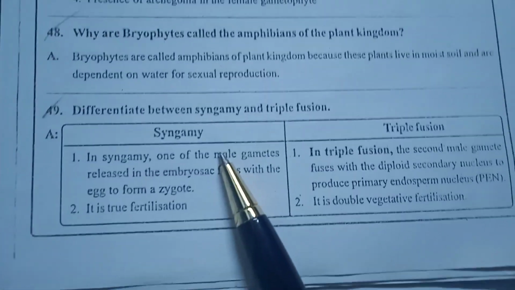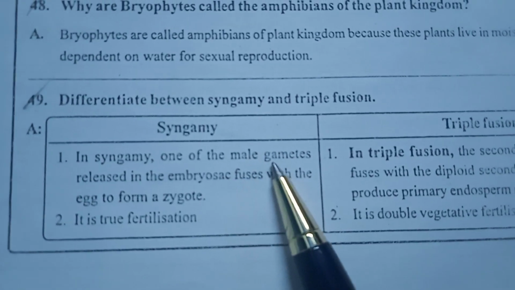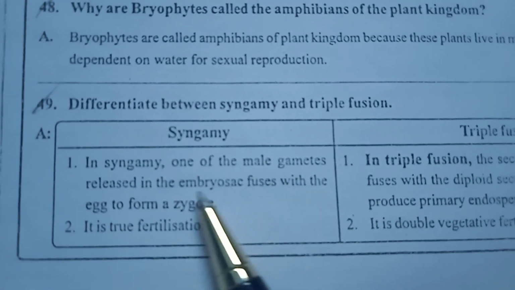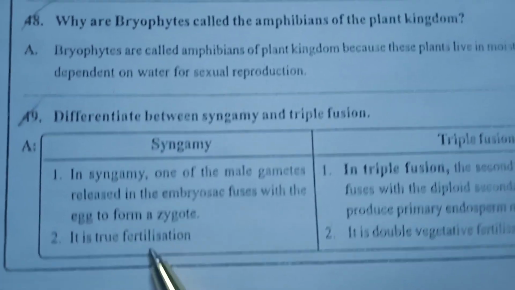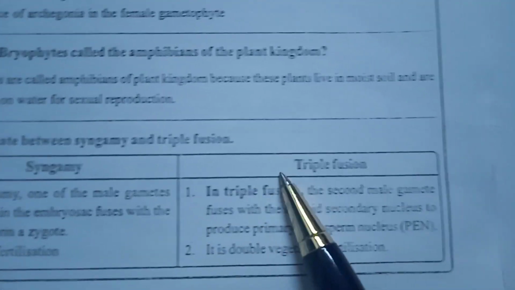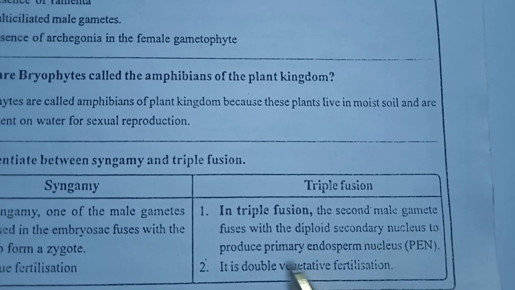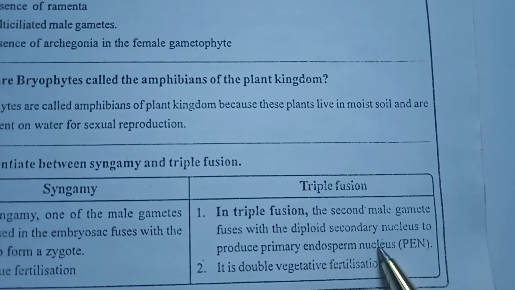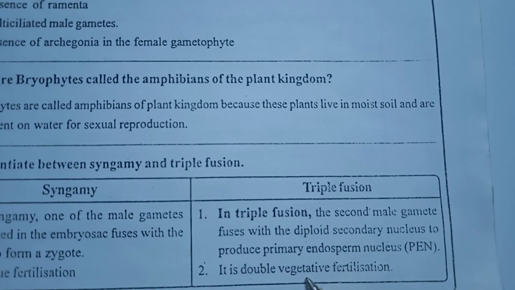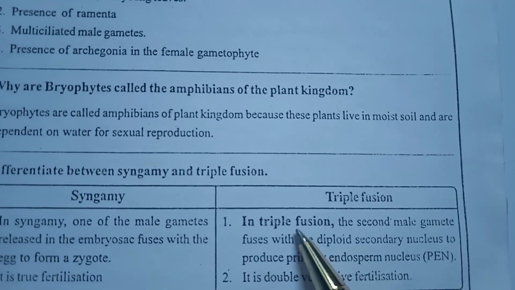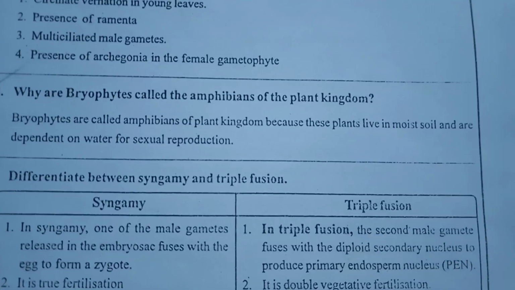Differentiate between syngamy and triple fusion. Syngamy: one of the male gametes released in the embryo sac fuses with the egg to form a zygote. It is true fertilization. In triple fusion, the second male gamete fuses with the diploid secondary nucleus to produce the primary endosperm nucleus, in short PEN. It is double fertilization. Triple fusion involves three nuclei.